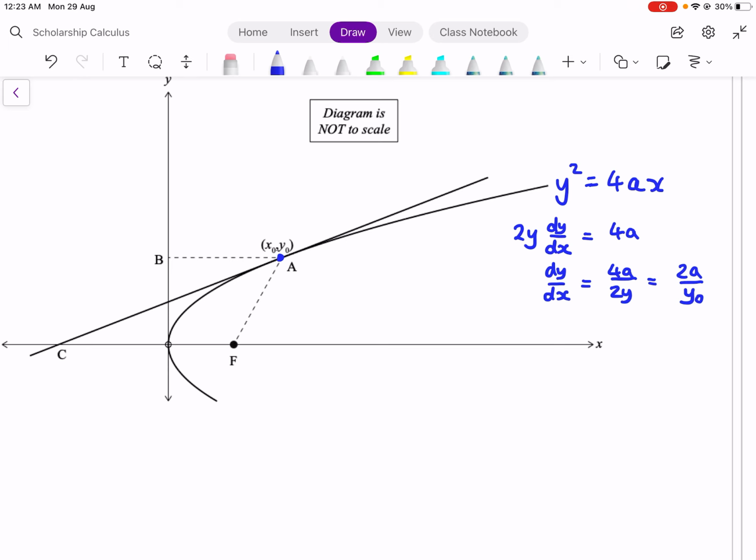Okay, so if I found the equation of that tangent, I could use y equals mx plus c, or I could use the y minus y naught equals m(x minus x naught) equation for a straight line. I've got y minus y naught equals 2a over y naught, that's the slope, times (x minus x naught). I can find out the point C, that's the x-intercept of that tangent. So I make y 0 on this equation.